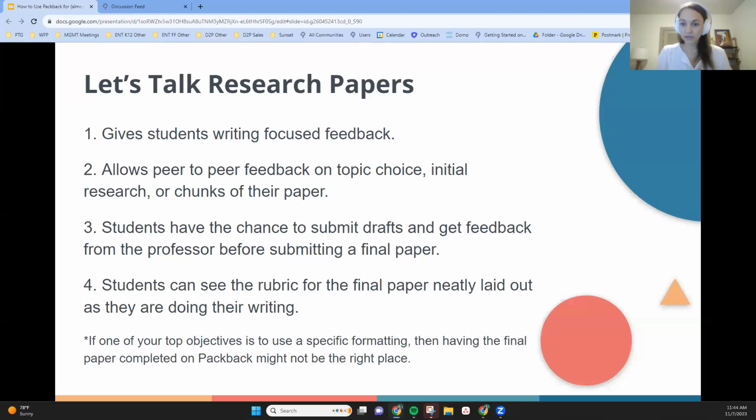What we also see here is that we have a really great space for students to get their writing feedback as they're going through writing. However, if your goal is fully, I want my students to use perfect APA writing and that they need a specific title page and they need their inline citations to look a certain way, they can do that on Packback. Our AI isn't going to guide them to have page breaks.